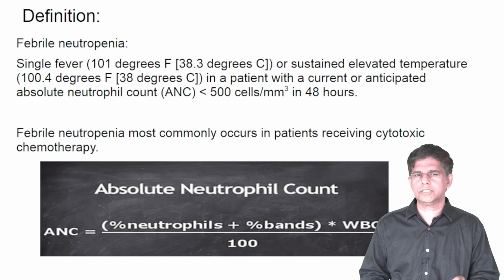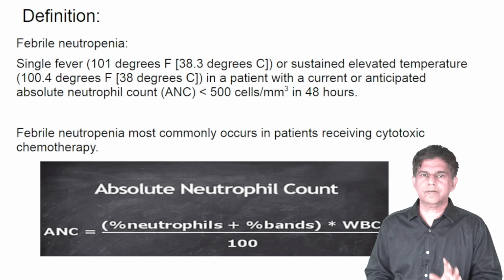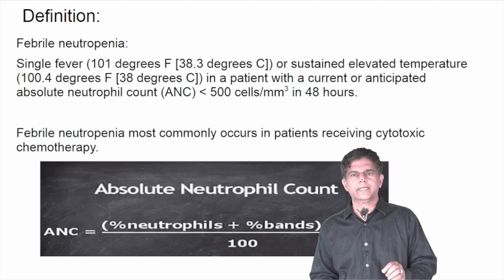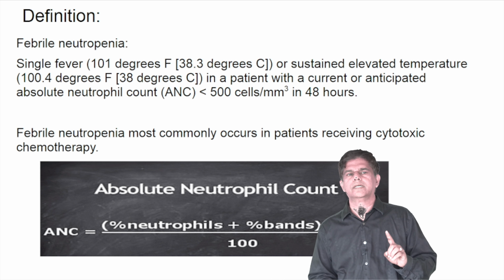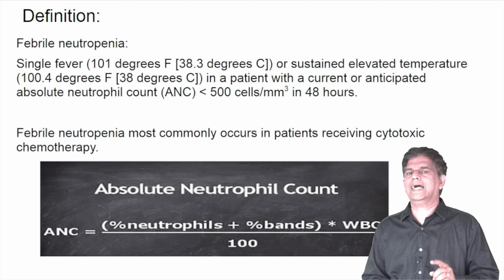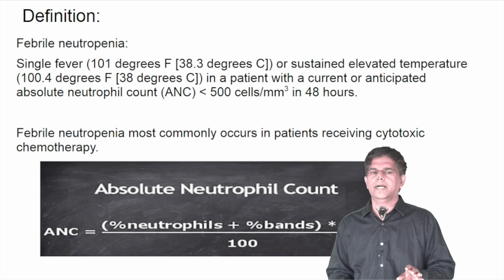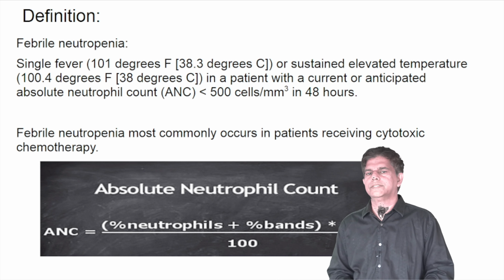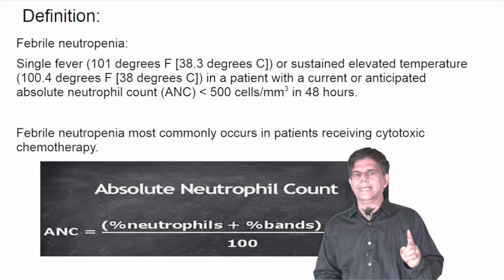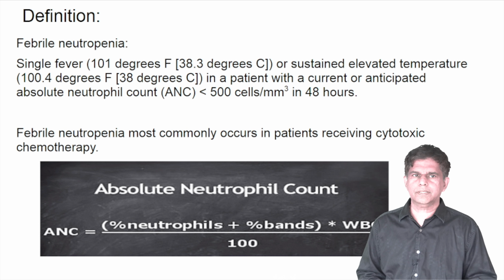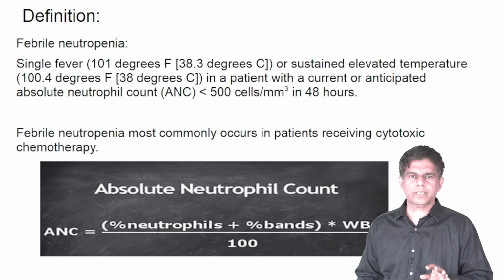When you talk about what is febrile neutropenia: a single fever of 101 degrees or 38.3 degrees centigrade, or a sustained elevated temperature of 100.4 degrees, in a patient with an ANC, or absolute neutrophil count, less than 500 cells. Now, how do you calculate the absolute neutrophil count? You take the percent of neutrophils plus percent of bands, multiply by WBC, and divide by 100. So the number to remember is ANC less than 500, single fever 101, or persistent elevated temperature 100.4 degrees.